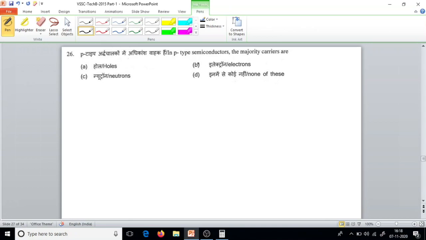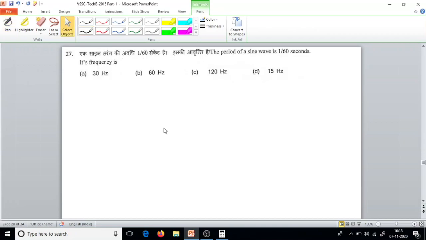Question number 26. In a p-type semiconductor, what are the majority carriers? The majority carriers are holes. Answer is holes. In an n-type semiconductor, it is electrons. Neutrons don't come into the picture.